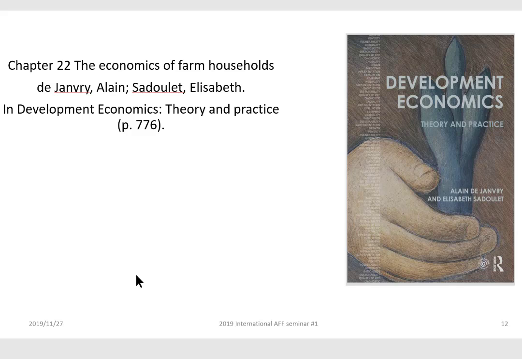Now, here I'd like to talk about household labor supply and demand, which follows the previous explanation, such as derived demand for labor. You can, in detail, please check the reference.